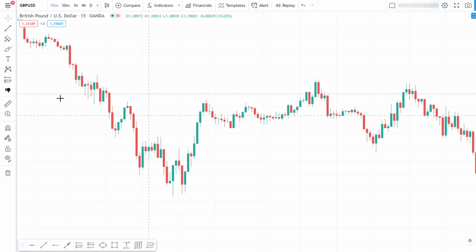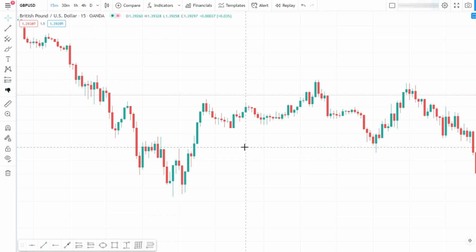Okay, so we're on the charts now. I'm going to show you how the settings work. Before we start, I'm going to let you know we're on the GBP USD pair right here, and we are on the 15-minute time frame. Like I said, 15 or 30 minutes work best, but I'd stick to the 15 as you can see more candles and you have more information in front of your eyes.